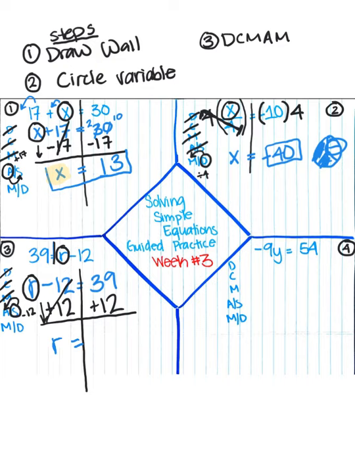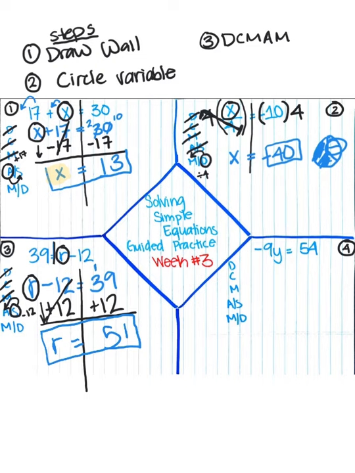9 plus 2, that's going to go ahead and give me 11. 1 plus 3 is 4. 4 plus 1 is 5. So my answer is r equals 51. And since my variable is isolated, I am done.